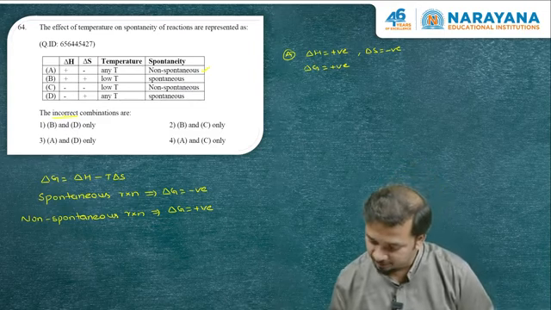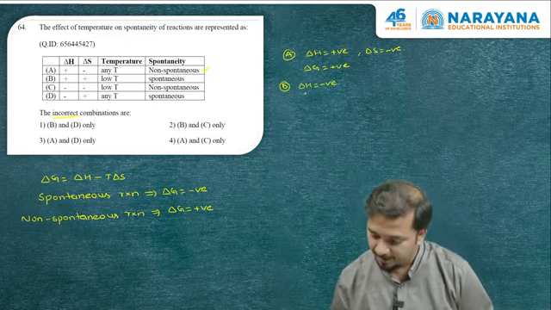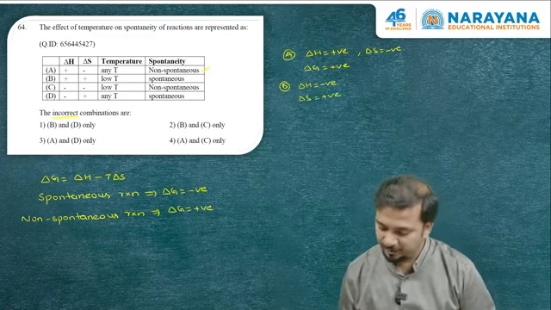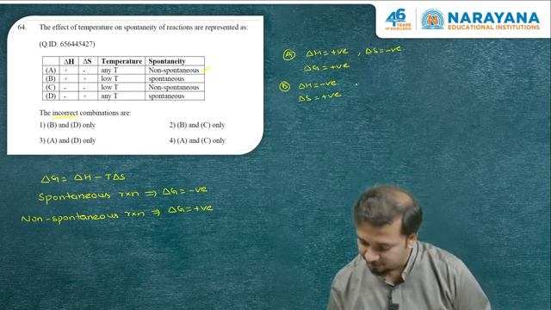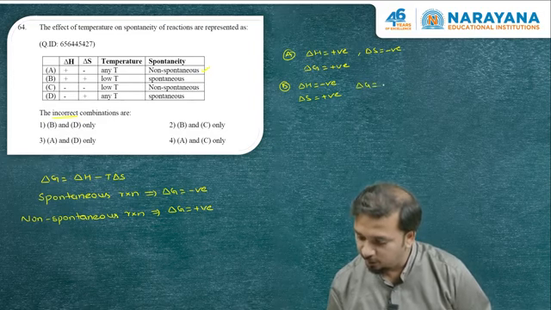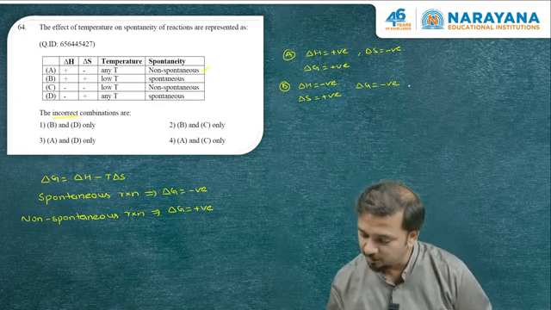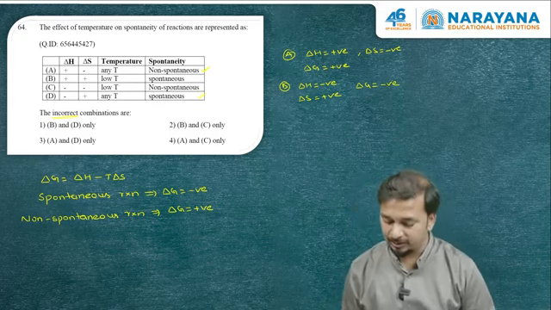If you see option number D, they are saying delta H is negative and delta S is positive. So, in this case, delta H is negative and delta S is positive. So, this delta G will always be negative. And if delta G is negative, it means this is always spontaneous. So, option D is also correct.